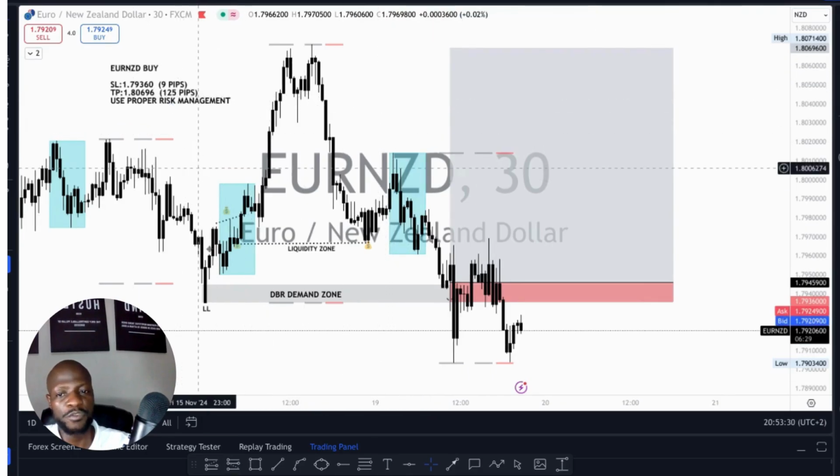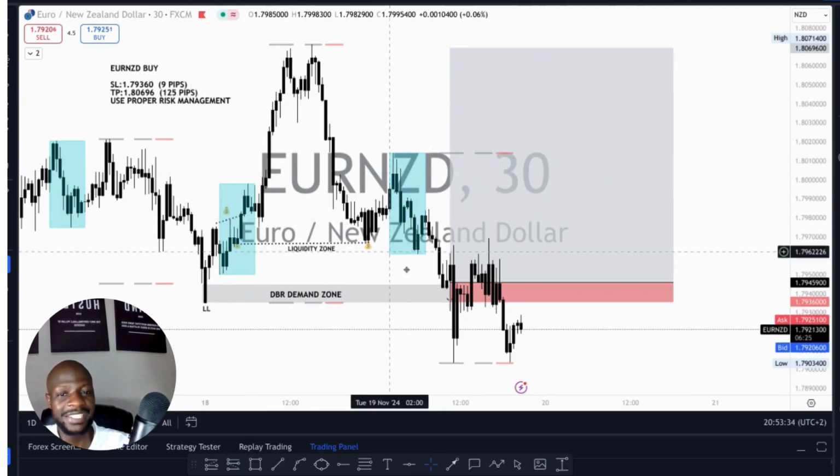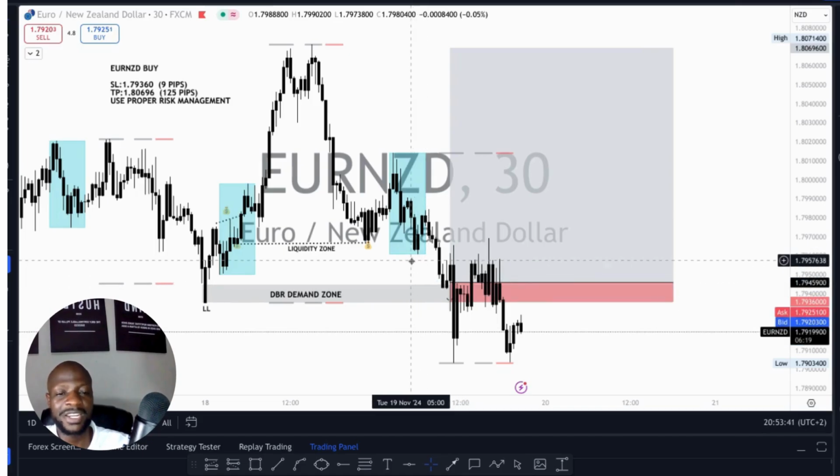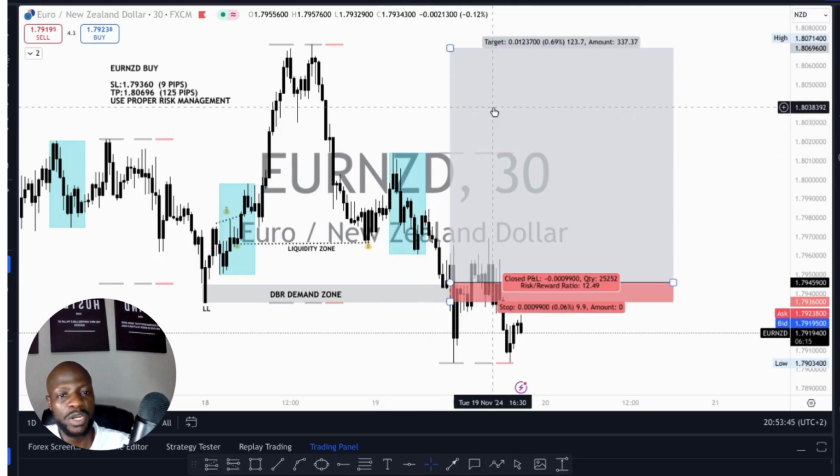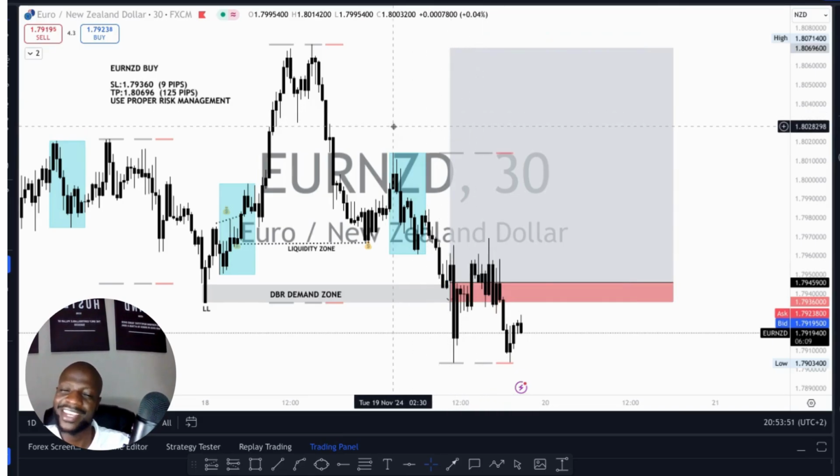All right, so beautiful drop base rally, break of structure, liquidity being taken out, Asian session being taken out right here, which acts as liquidity as well. Market comes to my area, moves a bit in my direction, however this didn't go in our direction. So this was a potential 1 to 12 risk reward ratio, 9 pips stop loss, and 125 pips target. So this was a loss, and I hope you get something from this video. I was going to share it with you guys so that you can get something.